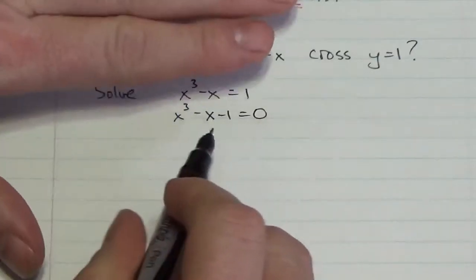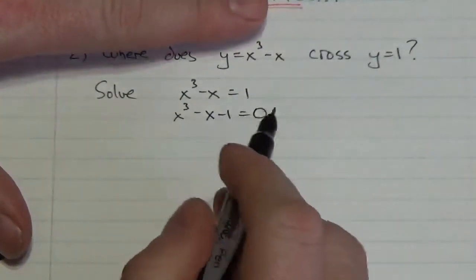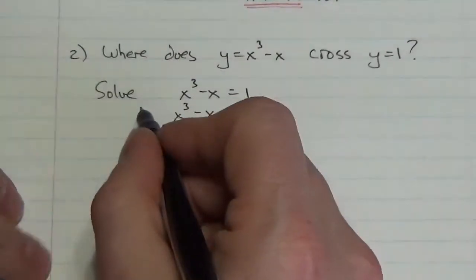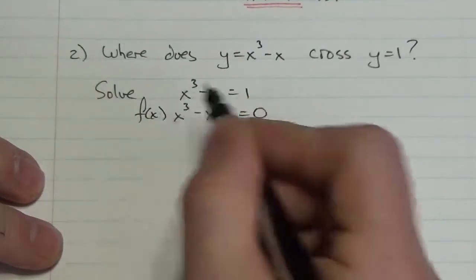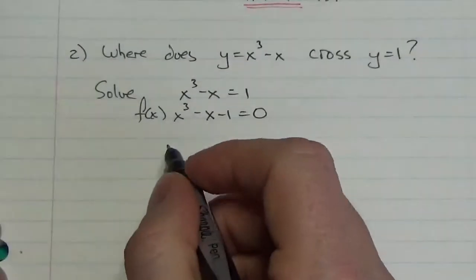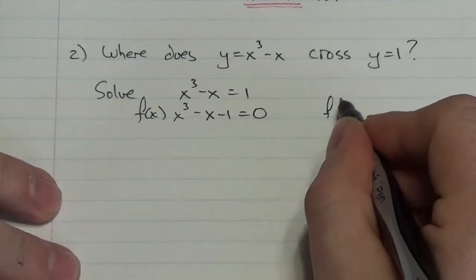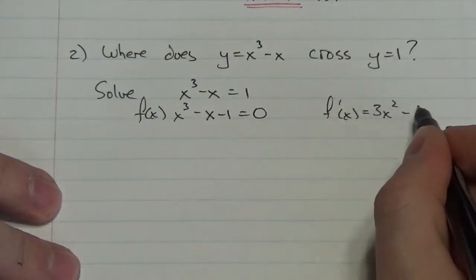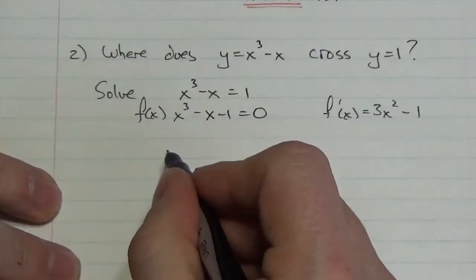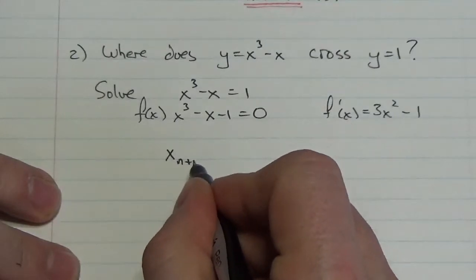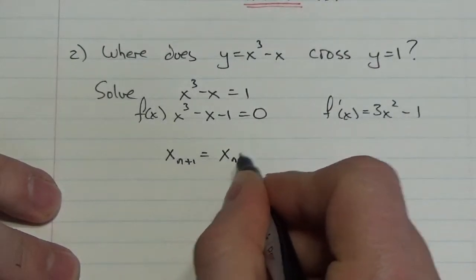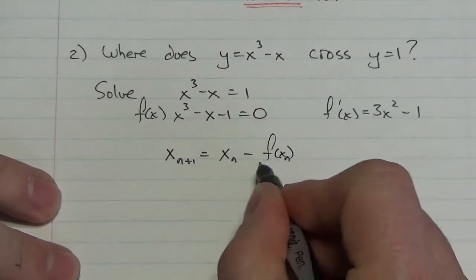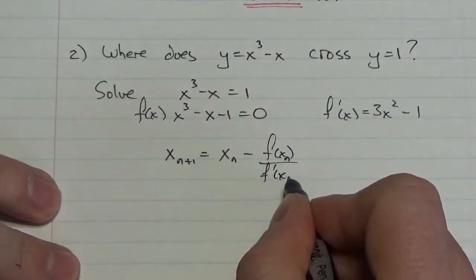So I'm looking for, again, where this function crosses the x-axis, or I'm looking for the roots of this equation. So this is really going to be my f of x here. And so now, what I need is the derivative. So the derivative of this will be 3x squared minus 1. And so now x sub n plus 1 will equal xn minus f of xn over f primed of xn.